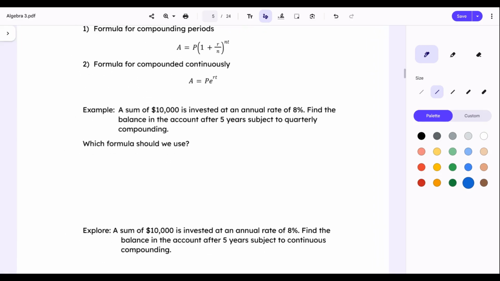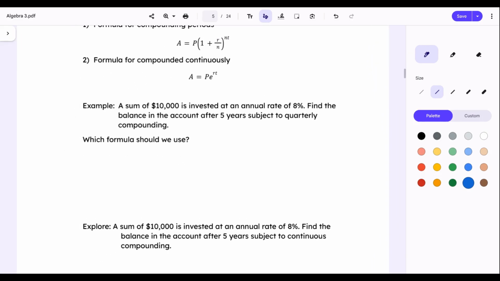It says that a sum of $10,000 is invested at an annual rate of 8%. Find the balance in the account after 5 years subject to quarterly compounding. They're first asking which formula we should use here. Now, if we go over this, this $10,000 is going to be your P. So I'm just going to put a capital P above that. 8% is going to be your rate, but remember, we're going to have to convert that to a decimal. How do we convert a percentage to a decimal? You have to divide by 100, so that should be 0.08 for your rate.